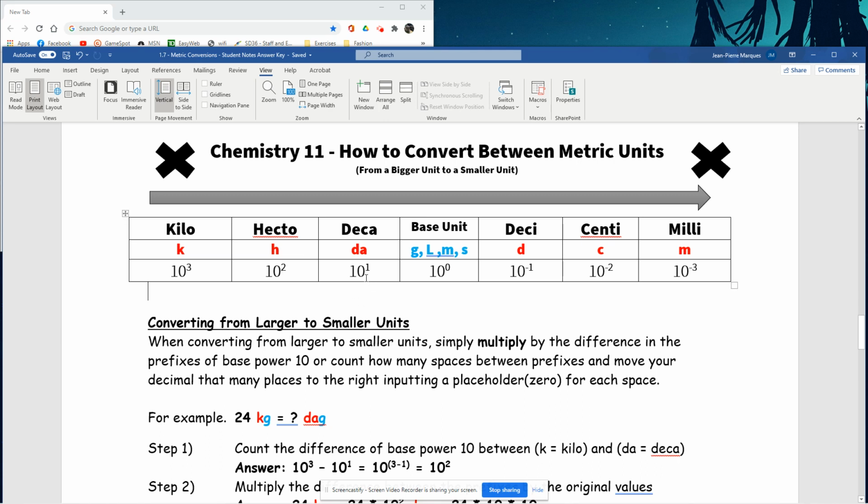Therefore, the difference between a kilo and a deca is 10 to the 2, which makes sense. You can kind of see that here. How do I go from here to here? Well, times 10 times 10. That's 10 to the 2, right? Okay, so that is the difference, going from kilo to deca.